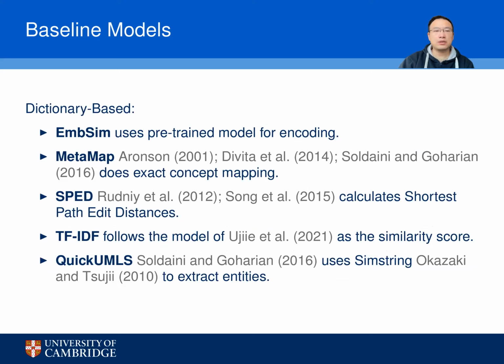We also have many dictionary-based methods as our baselines. The embedding sim uses a pre-trained model for the encoding, and the MetaMap does exact concept mapping. SPED just uses shortest path edit distance to extract the named entity, and the TF-IDF follows the method of UGS as the similarity scores. We also compare with QuickUMLS. It is a retrieval system to extract the similar entities.